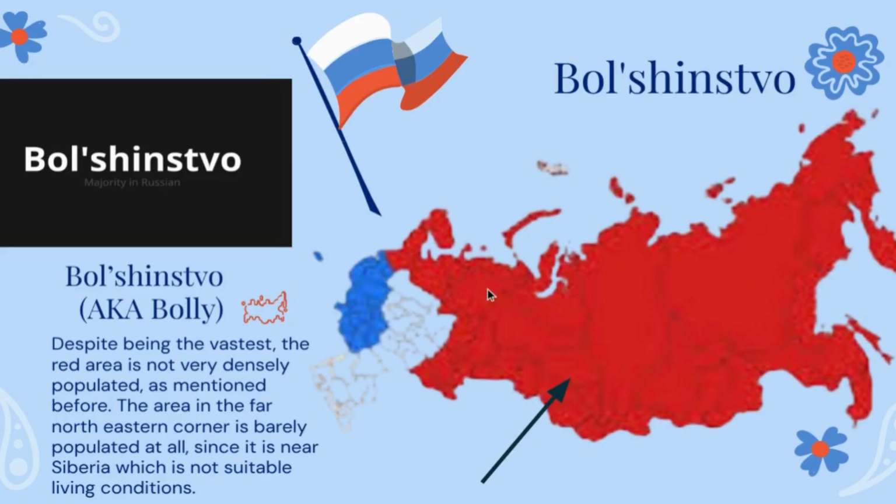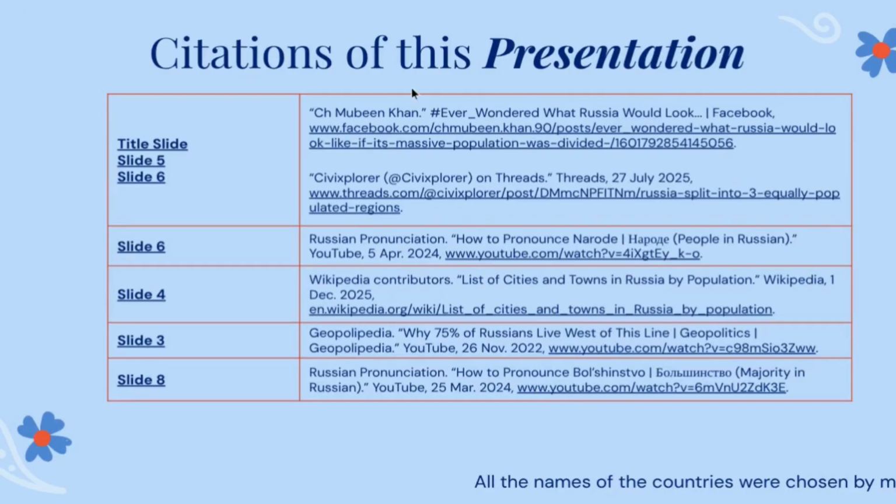But yeah, so that was my presentation. Here are my sources. Like I mentioned before, I split the countries up between their population. So each one has around 47 to 48 million people based on population.